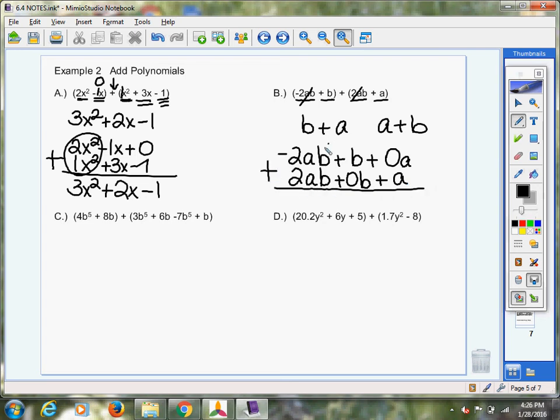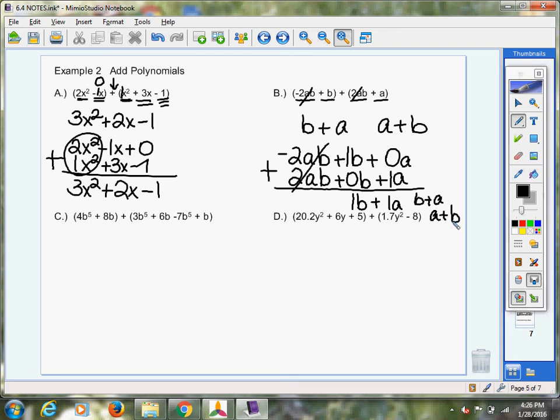Negative 2 plus 2, well, that's 0. They totally cancel out. 1b plus 0 is 1b. 0 plus 1a is 1a. And you don't have to show the ones. In fact, I prefer that you don't. But you can write it as b plus a or a plus b.